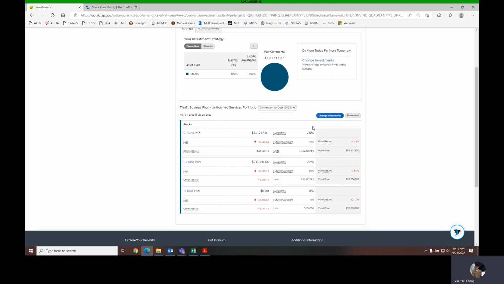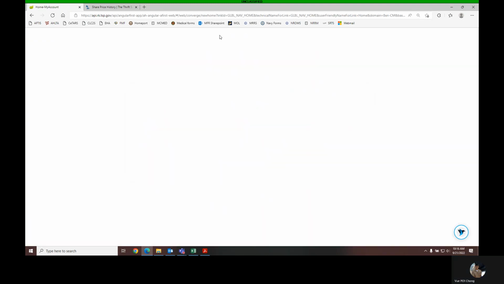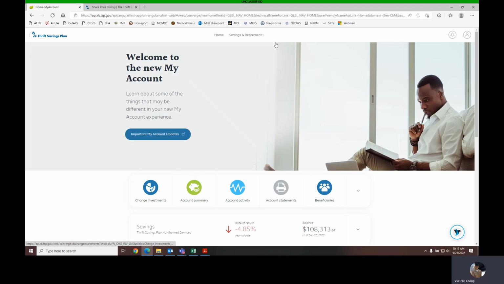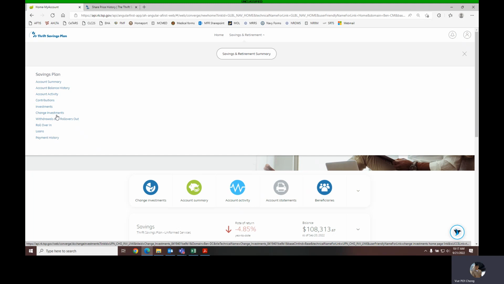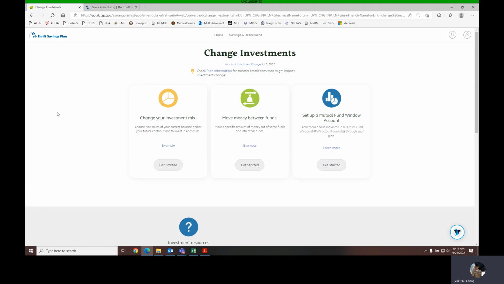So if I want to change my investments, right? Let's say you have 80% in G funds or 100 or whatever it is, and you want to match mine, you hit change investments, and it'll take you to this screen. You can also go to the home screen, change investments, or highlight over the savings retirement and change investments. So if you are or aren't aware, the two biggest terms you need to know is contribution allocation and interfunds transfer. The first thing we want to do is click this left button.